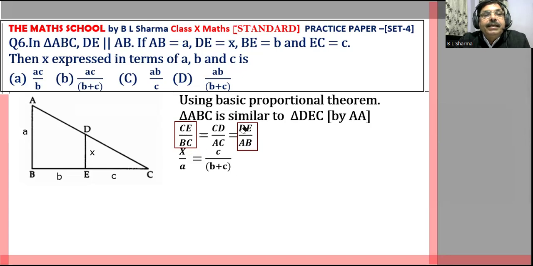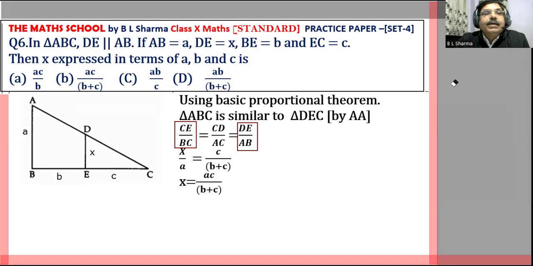DE is X. AB is A. CE is C. BC is B plus C. ये हमने पहले लिखा है और ये बाद में लिखा है. क्रॉस मल्टीप्लाई करिए. X is equal to AC upon B plus C.